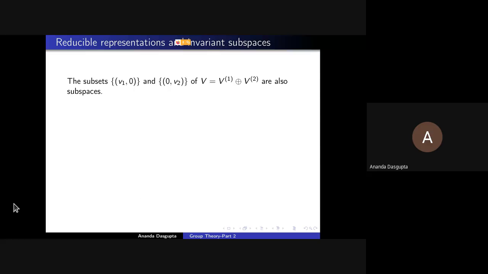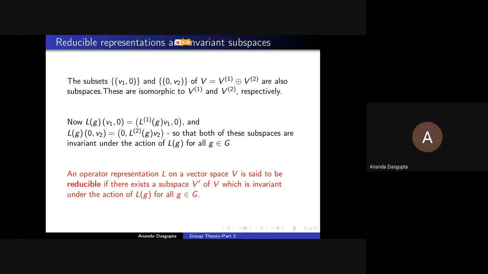Okay, so let me just skip into some basic details. But basically, an operator representation L on a vector space V is said to be reducible if there exists a subspace V prime of V which is invariant under the action of LG for all G. That is, if there is a smaller, non-trivial subspace, not the whole space, which is invariant under the action of LG. So LG1, LG2, all of them apply on vectors in the subspace, and you stay within the subspace. You don't go out.